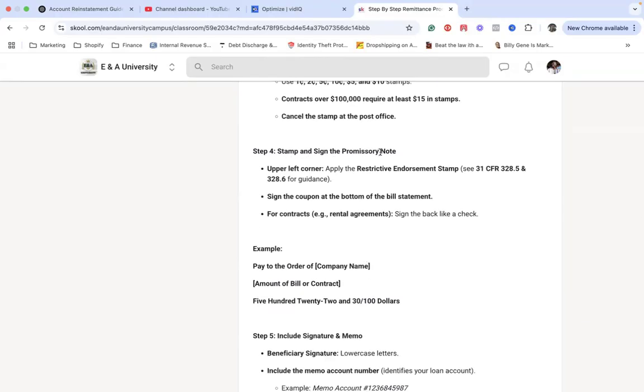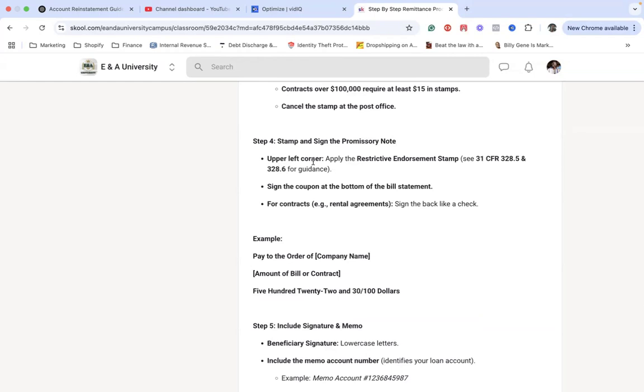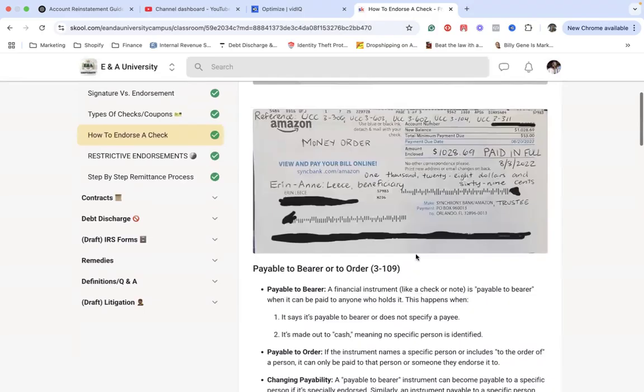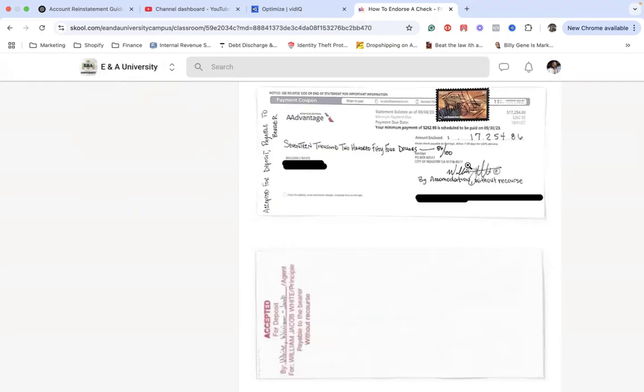So you want to stamp and sign the promissory note in the upper left-hand corner. Apply the restrictive endorsement stamp. This is the law that you're going to follow, for some guidance. This is where you're going to go back to where I just was to review that you're doing it correctly. So you want to sign the coupon at the bottom of the bill statement, just like I taught you guys in the very beginning, how to endorse the check. You sign the bottom. I gave you guys a ton of examples.